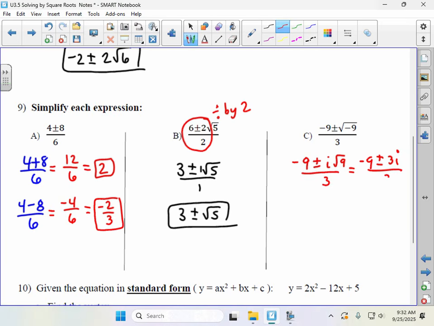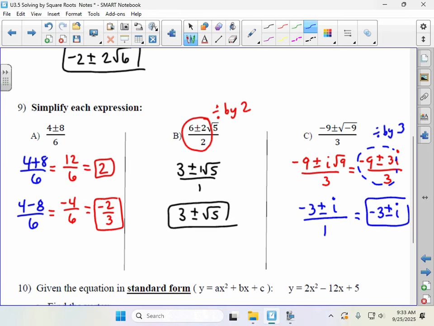All right, and just like with the radical, because we have 3 numbers here, if we can divide them all by a single number, you got to divide it. And here we can divide by 3. And so we want to divide each of those by 3. So negative 9 divided by 3 is negative 3. And then plus or minus 3 divided by 3 is 1i. So 1i. Okay, all over 3 divided by 3 is 1. And again, because we're dividing by 1, we don't have to put the 1. Negative 3 plus or minus i is fine.